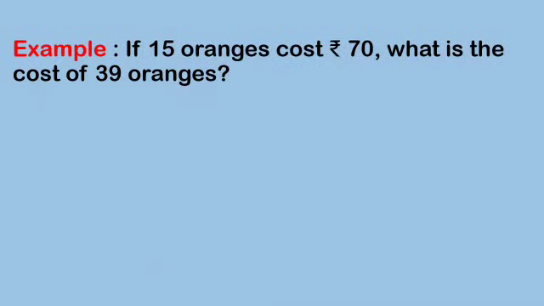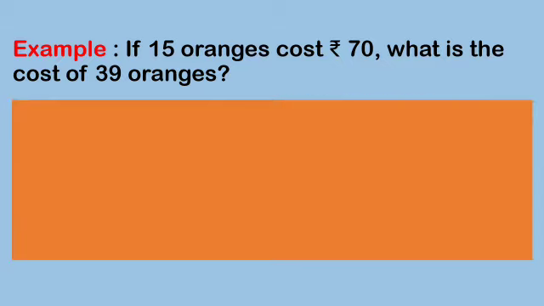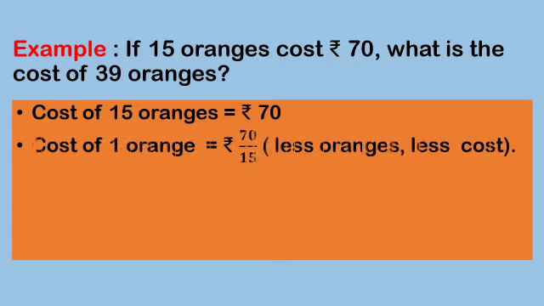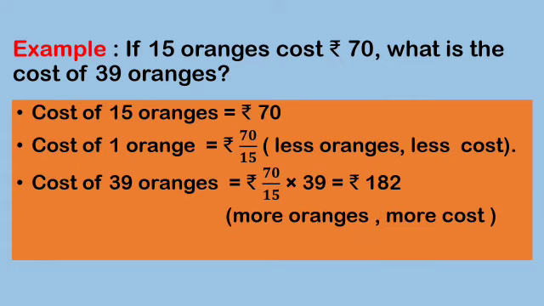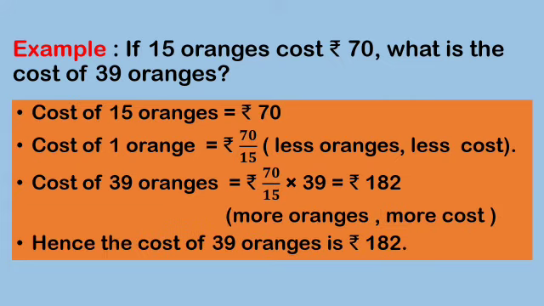If 15 oranges cost rupees 70, what is the cost of 39 oranges? The cost of 15 oranges equals rupees 70. So cost of 1 orange equals rupees 70 divided by 15, means less oranges, less cost. So cost of 39 oranges equals rupees 70 divided by 15 multiplied by 39, which equals rupees 182, means more oranges, more cost. So the cost of 39 oranges is rupees 182.